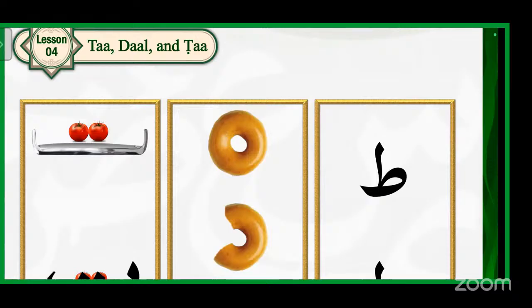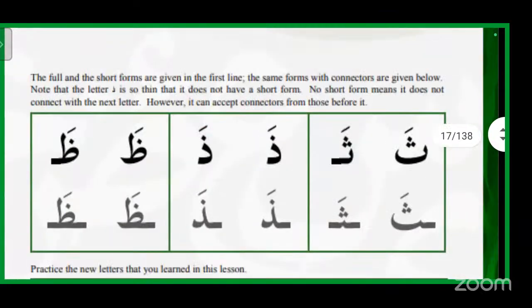Now moving on to the makharaj. The second makharaj was behind the upper tooth. Ta, dal, ta. These are the letters with impact. All the letters that we have done until now are the letters of impact: ba, mim, wow, fa, ta, dal, ta.